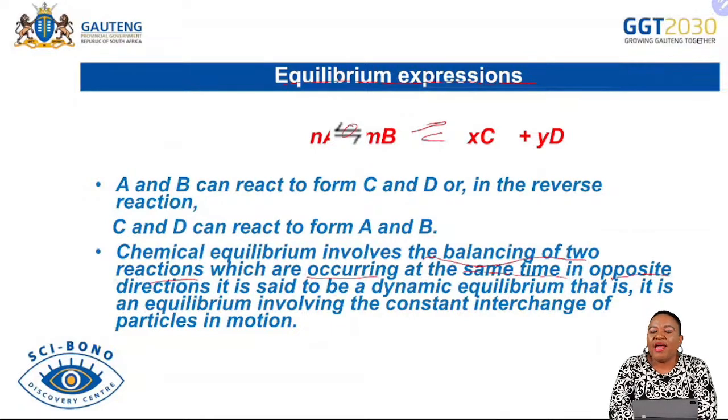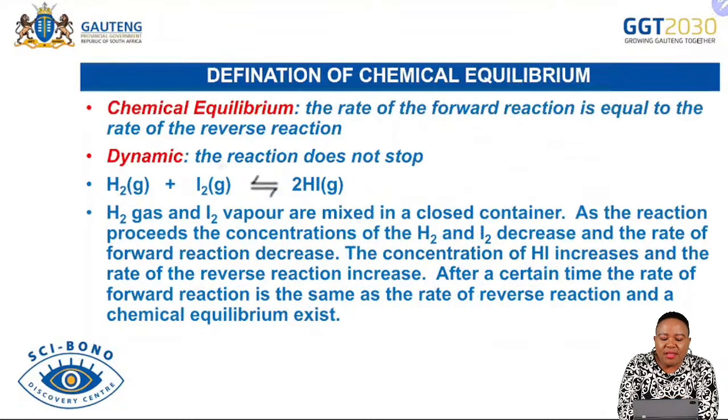That is why we say the reaction has reached what? Equilibrium. And we say it is dynamic equilibrium because the reaction actually doesn't stop. Dynamic means the reaction doesn't stop. When the system reaches equilibrium, you will find that both the forward and the reverse reactions are occurring at the same rate. Sometimes you might think that the reaction has stopped. However, the reaction hasn't stopped, because we refer to it as being dynamic.